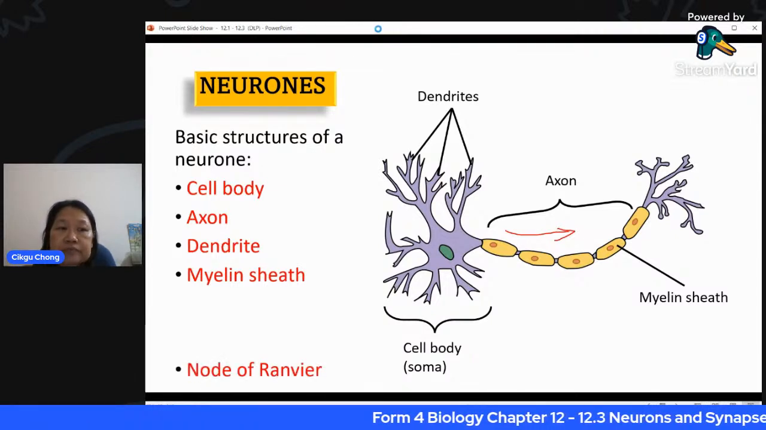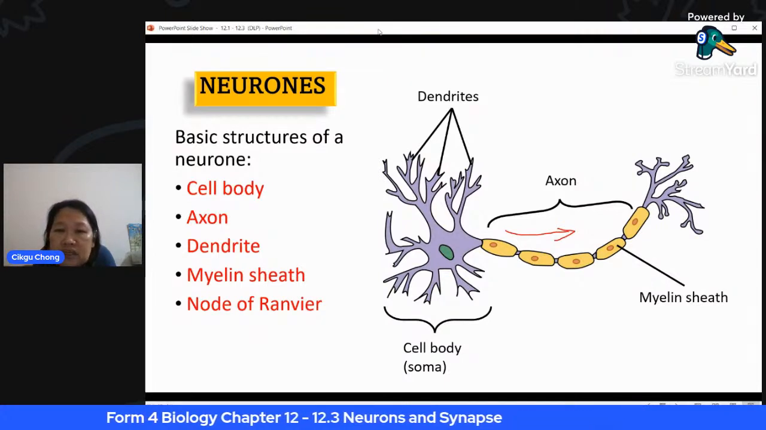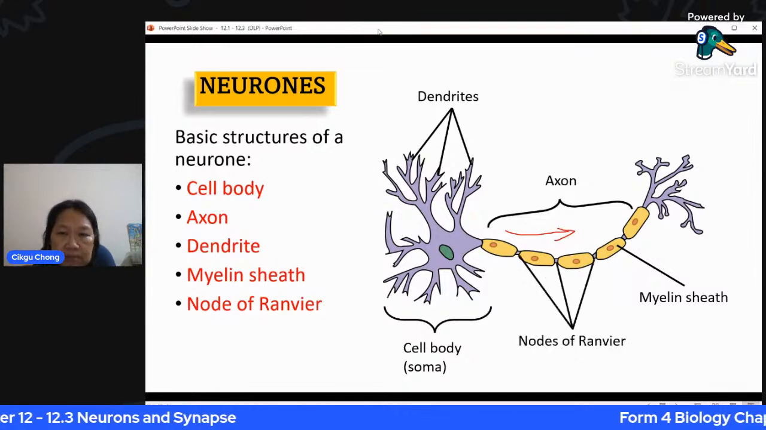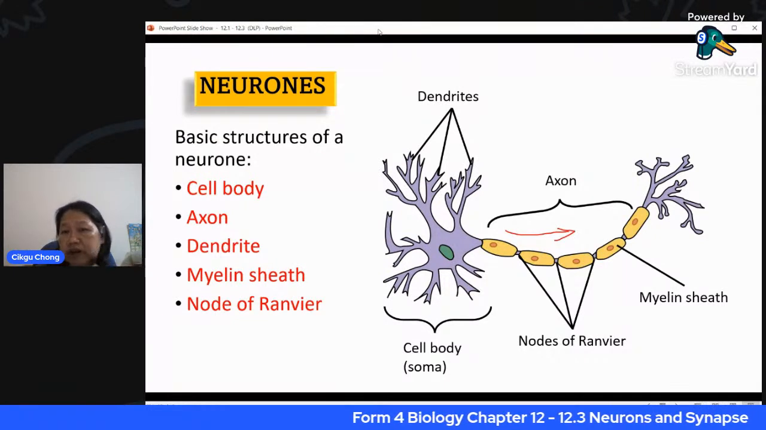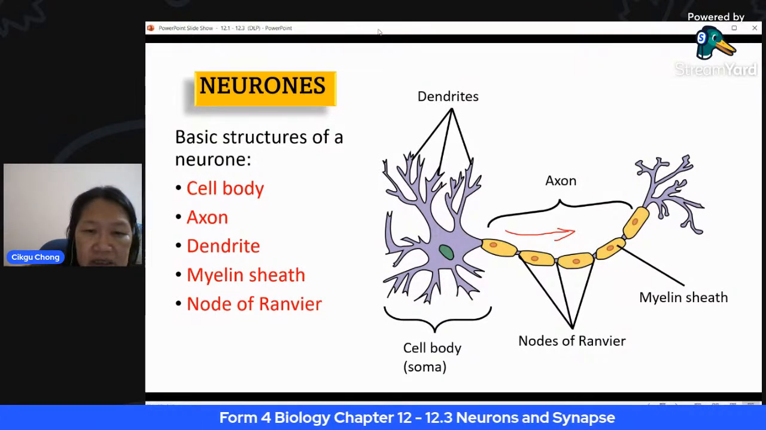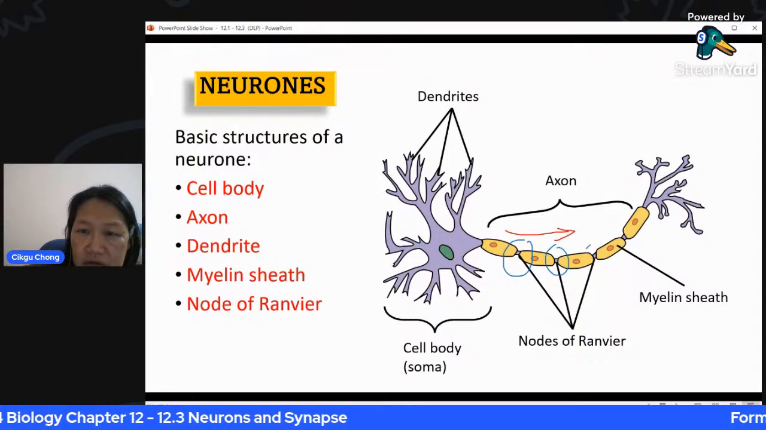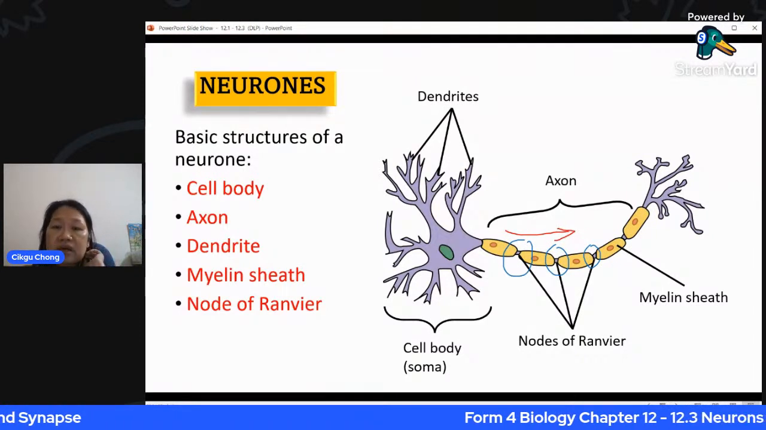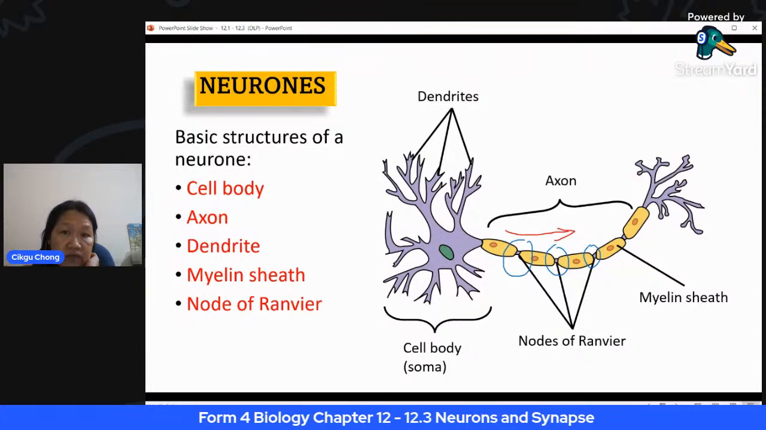And next one, node of Ranvier. The node of Ranvier is found in between the myelin sheath. So you will see that there are certain parts all along your axon which are not covered entirely by myelin sheath. That is called the node of Ranvier. It also serves a purpose.